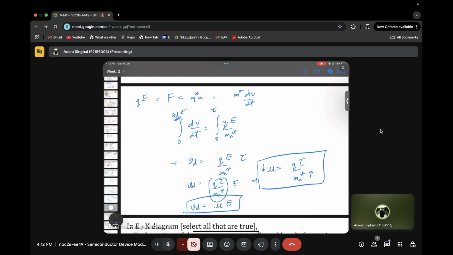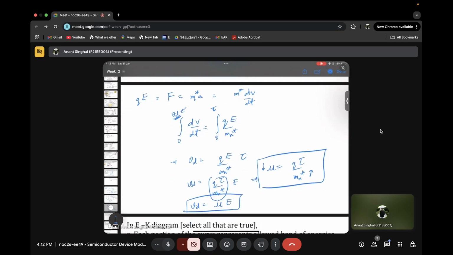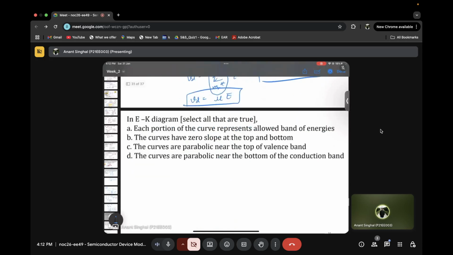So this is one basic concept that I wanted to clear. This is what we call the effective mass. So higher the mass, lower will be the mobility, or lower the mass, faster the electron can move. We have also covered the EK diagram now. So this is a question related to that only. It says, in the EK diagram, select all that are true.